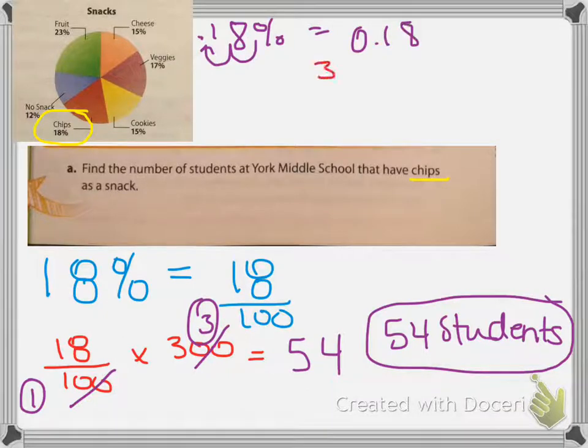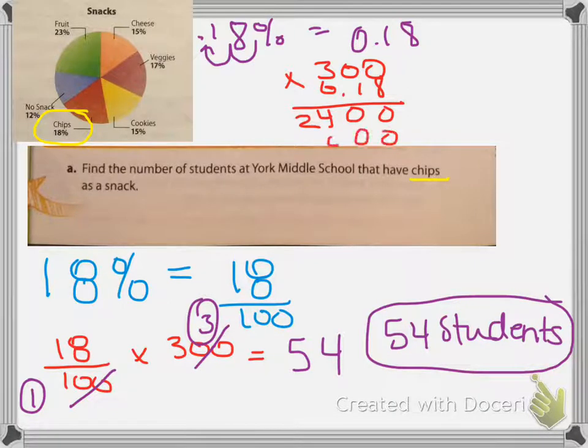So now at the top you can see that I'm going on the second method. With 0.18, we've changed that from percent to decimal by moving it 2 spaces to the left. So now we have 0.18, and we're going to take the 300 that's in our school and multiply it by the 0.18. So you can see that multiplication here.